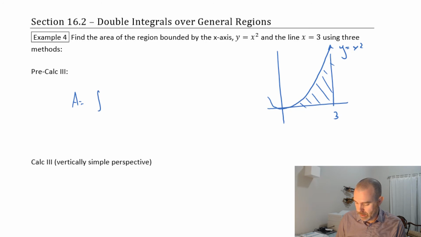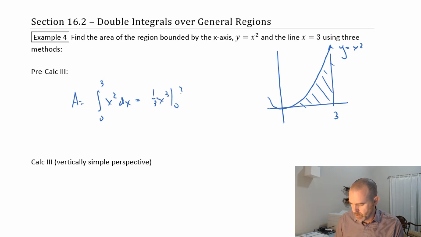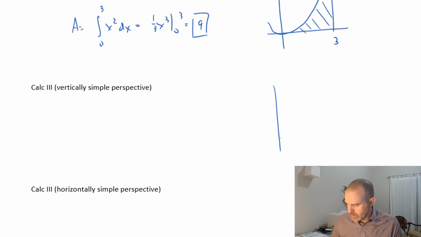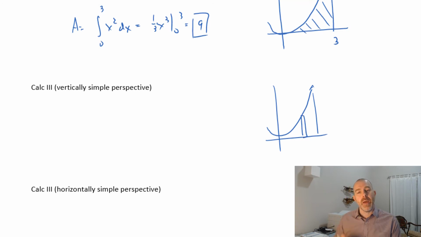I mean, we just integrate from 0 to 3 of x squared dx, and that would just be 1/3 x cubed from 0 to 3, and we get 9. So easy enough. So let's practice treating this as a vertically simple and as a horizontally simple region. Vertically simple means we're going to draw a vertical piece, and we're going to add up from the bottom to the top there.